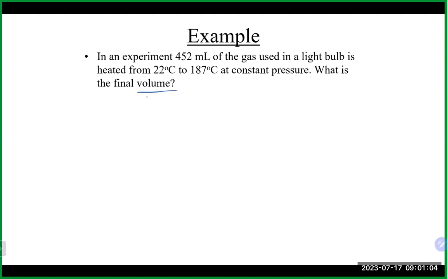So if we pull up the numbers here, we have 452, which is a volume. We got a temperature of 22 degrees Celsius. Then we take it to another temperature of 187. And we are looking for a volume there. So once again, just labeling it like that, you should hopefully be able to see Charles law happening. And I'll call the first ones ones, second ones twos here.